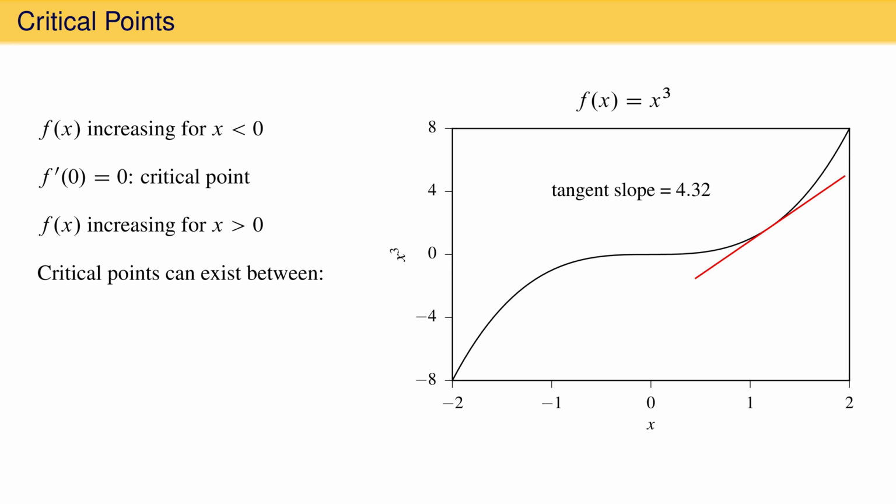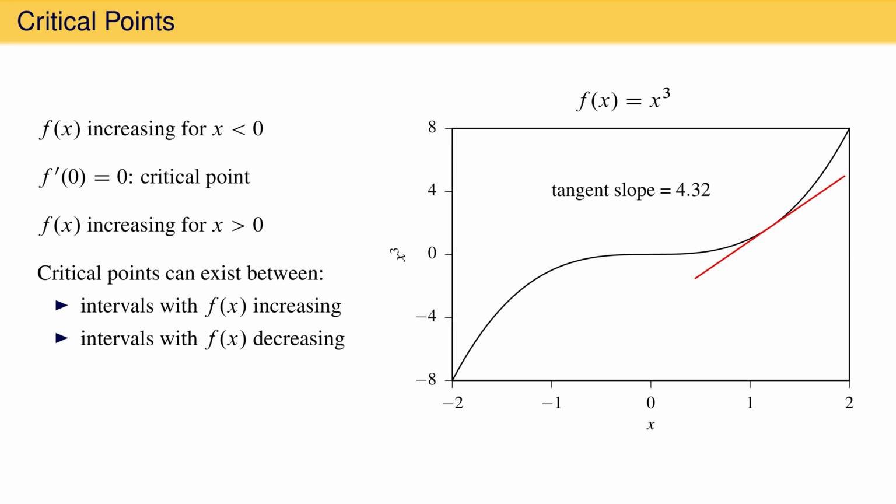Here we see that it is possible to have critical points between two intervals on which the function is increasing. Although not shown, it is also possible to have critical points between two intervals on which the function is decreasing. No matter how they arise, critical points can always be found by identifying the values of x for which the first derivative of the function equals 0. So let's see if we can do this.